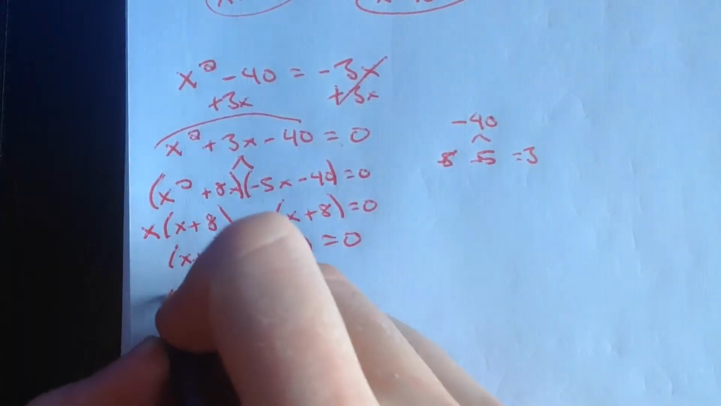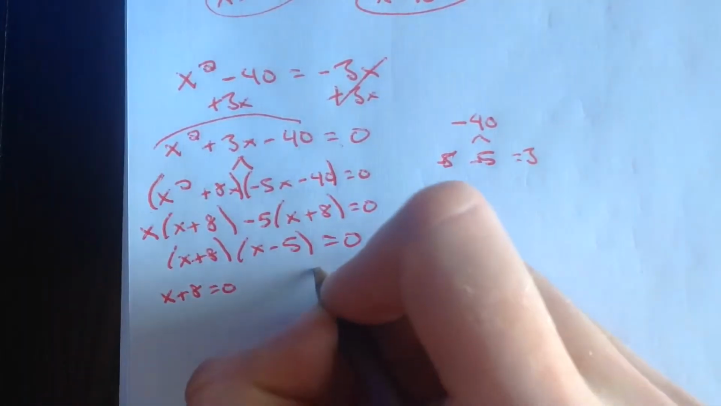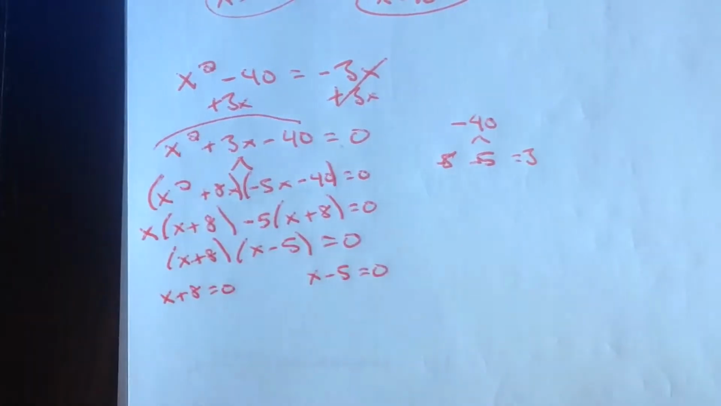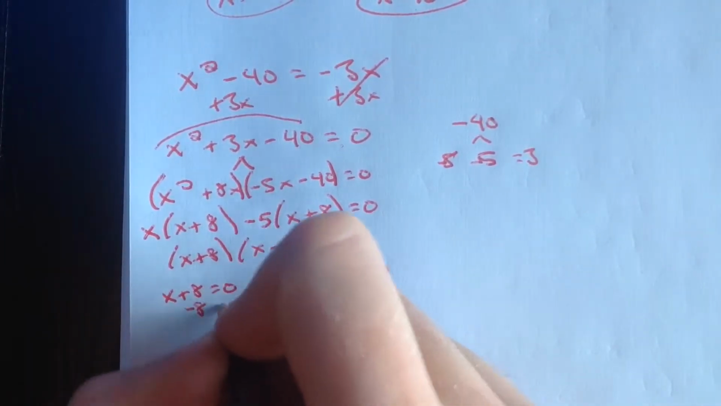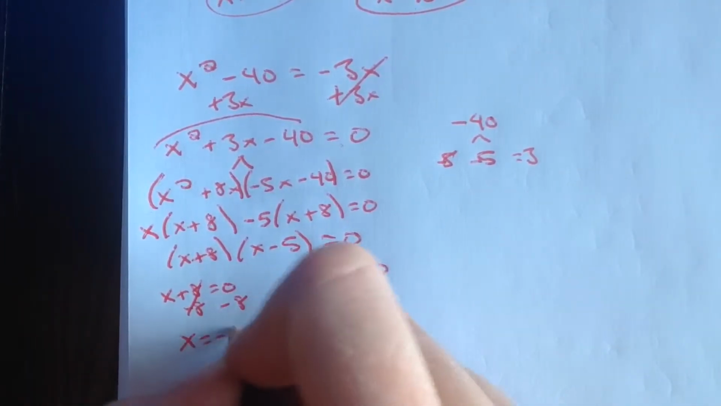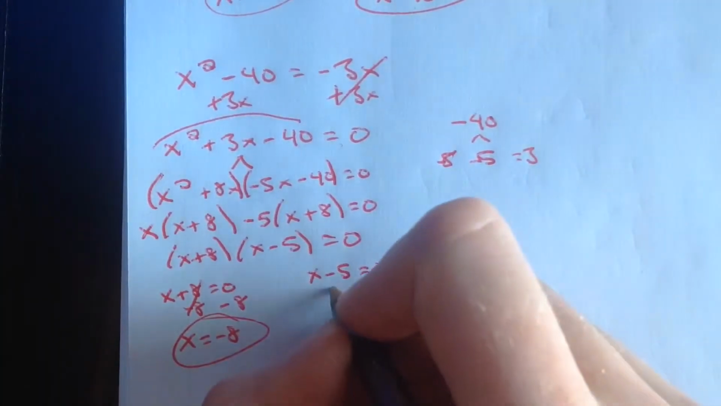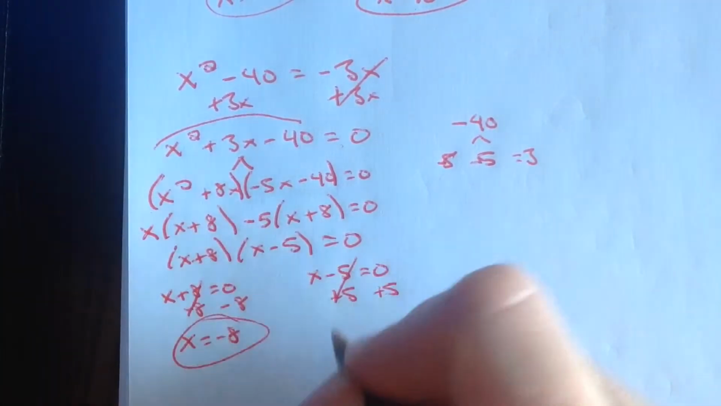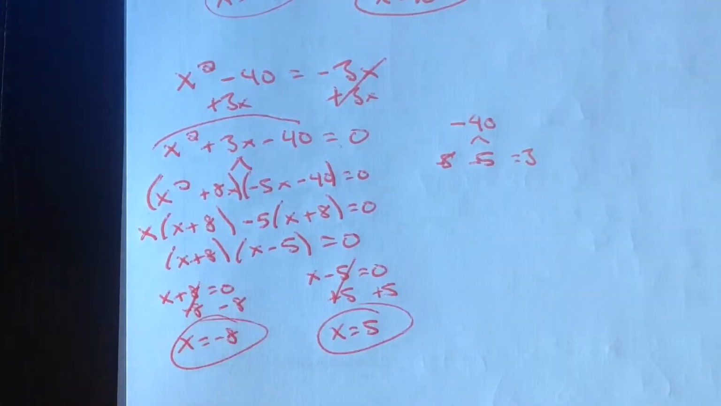Once we're to this step, we set each of them individually equal to 0. So subtracting 8 from both sides, we get x equals negative 8 as our first solution. Adding 5 to both sides, we get x equals 5 as our second solution.